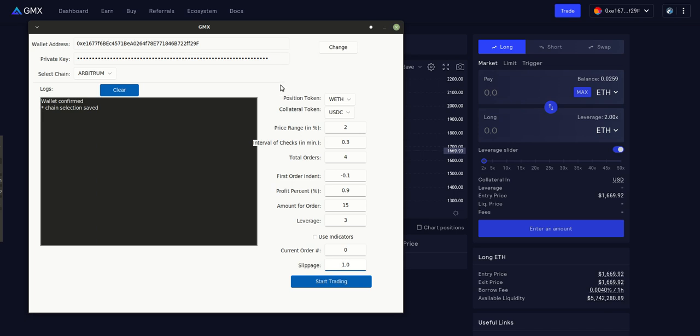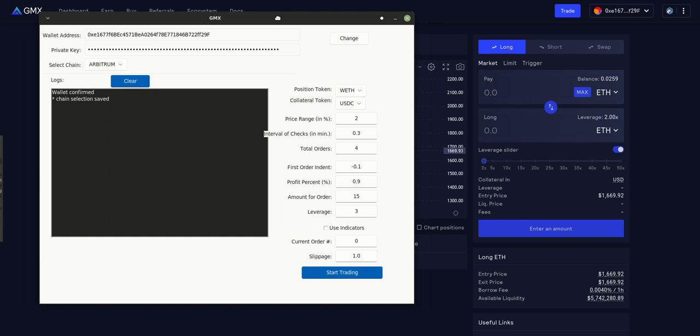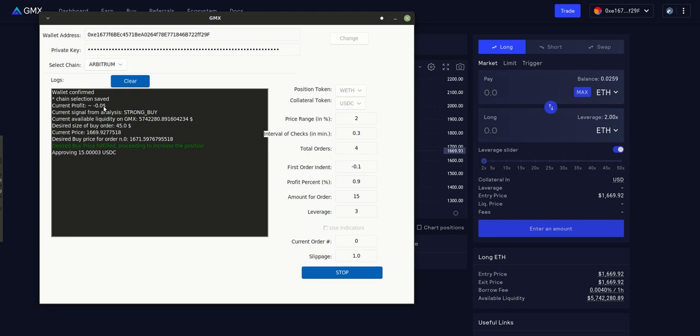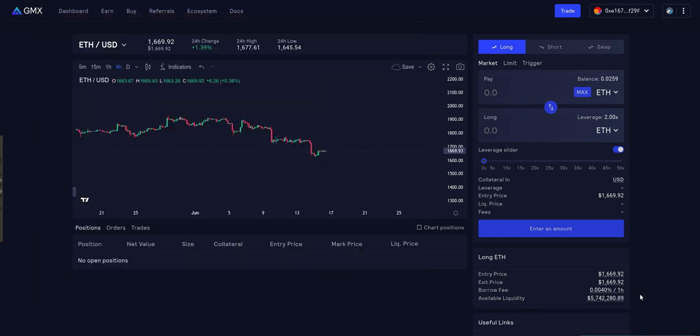Now, we have all the settings set. I have my GMX open so you can see what it's doing in real time. I'm going to start trading and we will see what it does, okay? So, we can see the current profit. Signal from analysis is a strong buy. That's interesting. Oh, you can see already that something is happening.